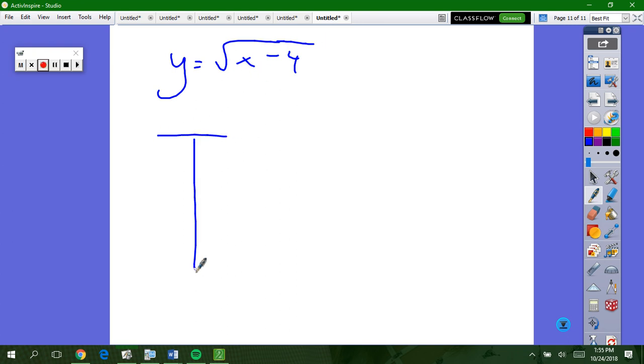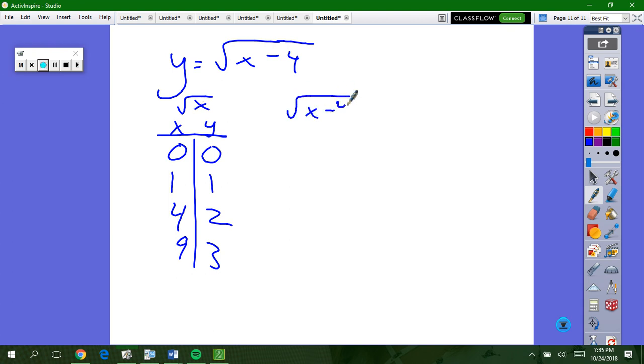Remember, here was my parent function. This is what I call my parent function: 0, 0, 1, 1, 4, 2, 9, 3. I could use some more, but once again, too many tick marks, right? This gives us a good graph of our parent function. So what does this graph do compared to this graph? Well, as we just said, it shifts it to the right 4.